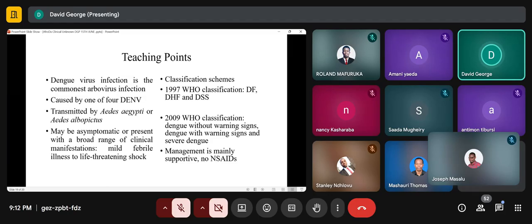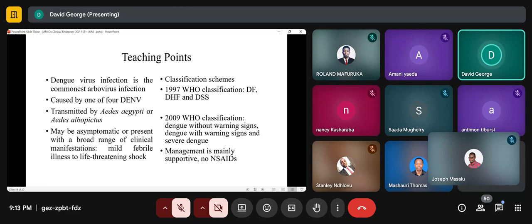But when they present with symptoms, the presentation is variable, from a mild febrile illness all the way to life-threatening shock in a subset of patients, especially the ones who have comorbidities. You talk hypertension, diabetes, pregnant women, the very young and the very old, and any immunocompromising conditions you can think about. And so for the clinical presentation, there are 3 phases: the febrile phase, the critical phase, and the recovery phase.